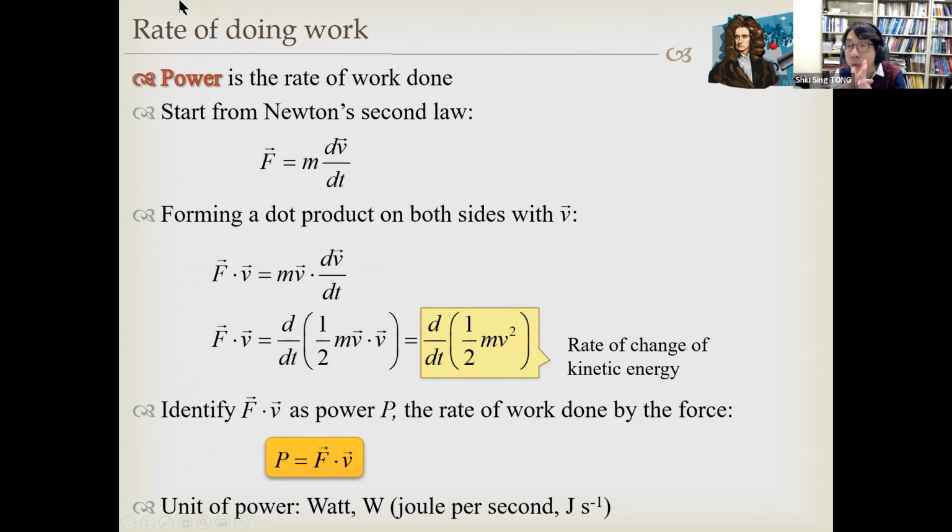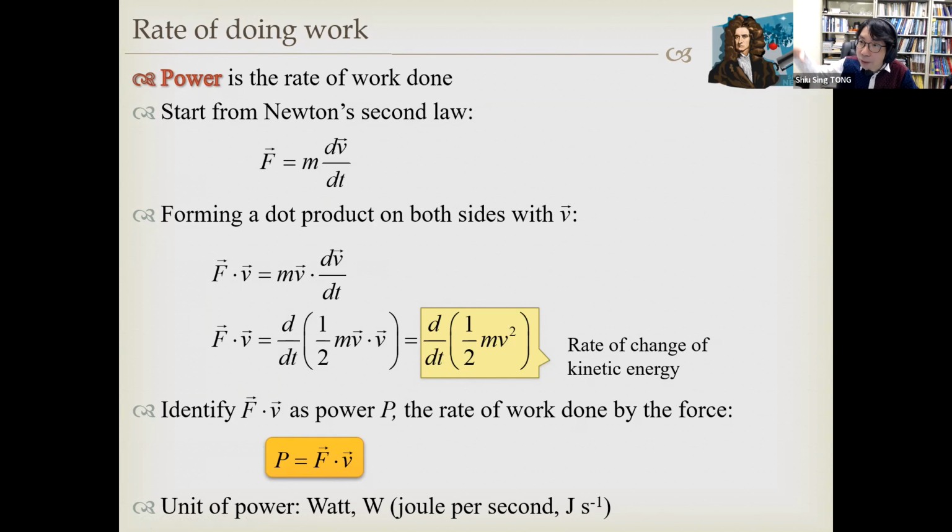Now, why are we interested in power instead of just work done? Do you know the answer? The power actually gives us the rate at which the energy is delivered. In some situations, you need to deliver energy really fast.